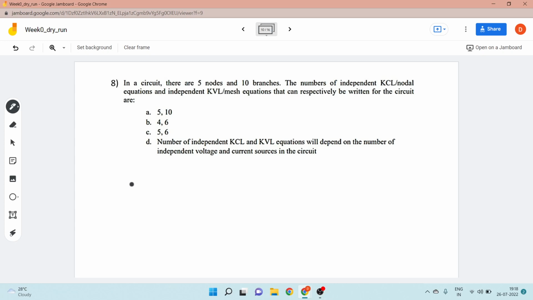when we write the nodal equations, that is KCL, if this is a node and, by Kirchhoff's law, if this is I1, this is I2 and this is I3, since they are all coming out of the node, I1 plus I2 plus I3 will be equal to 0. So if there are other nodes in the circuit, then the total number of equations like this that can be formed is given by n minus 1, that is the total number of nodes minus 1. So since there are 5 nodes, 4 is the correct answer.